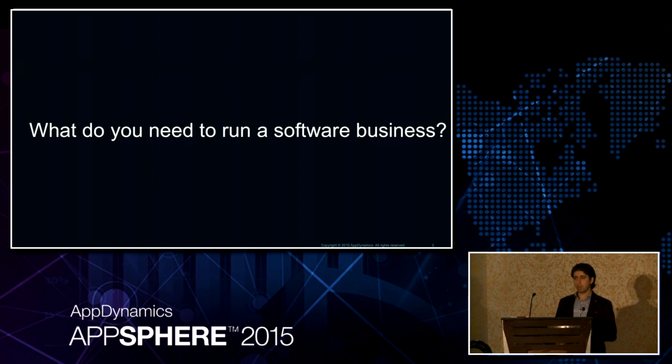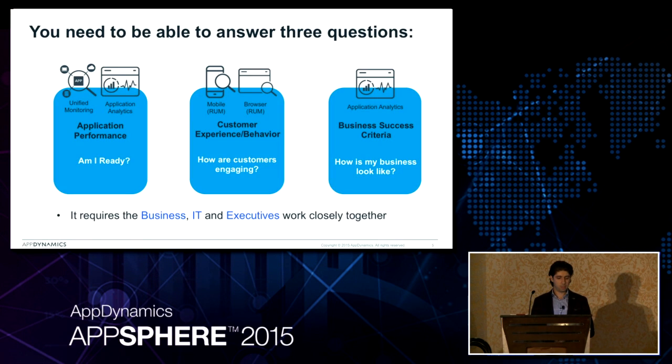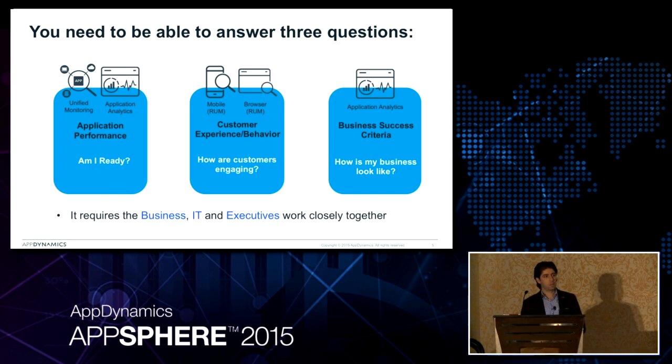So what do you need to run a software business? We believe you need a software analytics platform, and you need to be able to answer 3 main questions. Question number 1, am I ready for my business? In AppDynamics, we monitor your applications to identify and resolve all the poor performance through our APM solution, and that has been our main product since we started the company.